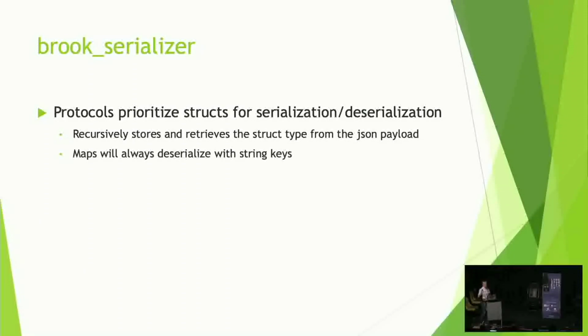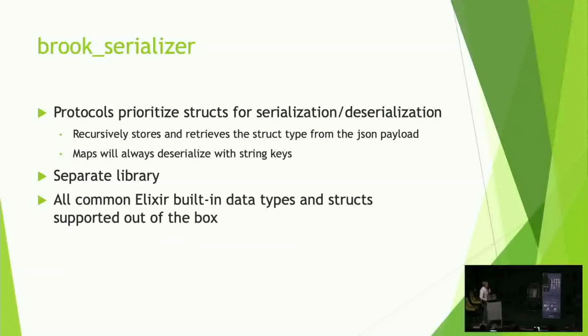Now, maps will still work, but you should be aware that if you send an atom-keyed map in, you are going to get a string-keyed map out, and that's by design. And again, this is a separate library to minimize the footprint depending on how your applications are designed. We also give you out-of-the-box support to serialize and deserialize all of the basic data types that come bundled with Erlang and Elixir, and all of the built-in structs in the Elixir core library. So you only have to do them for the things that you are customizing yourself.